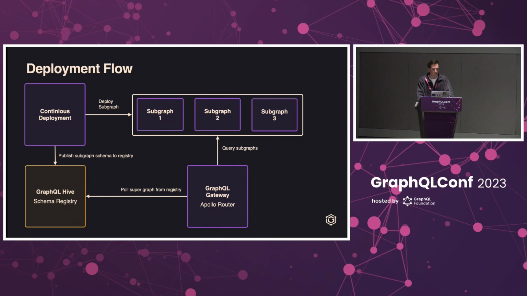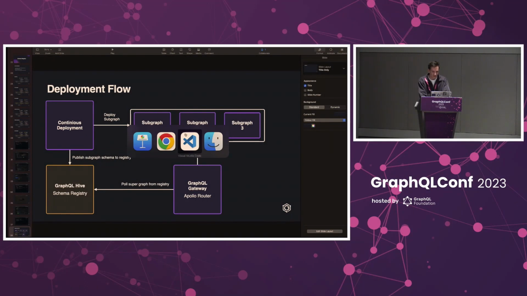I will show that in a minute. And then we also have another entity, which is the GraphQL gateway. In this example, we're going to use Apollo Router. After we publish the schemas, it will connect to GraphQL Hive to poll the supergraph that is then used for generating the query plan, where the gateway can then connect to the single subgraphs in our environment.